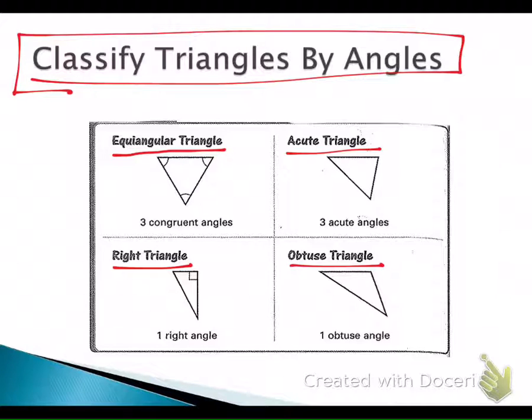One right angle makes it a right triangle. Okay? It's actually impossible to make a triangle that has more than one right or obtuse. But anyway, you just look at that biggest angle, and it's going to be the giveaway.